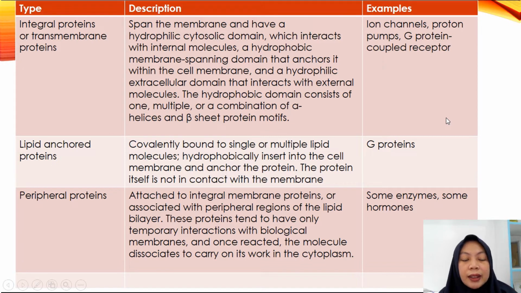Next is the peripheral proteins. These are attached to the integral membrane proteins, or associated with the peripheral regions of the lipid bilayer. These proteins tend to have only temporary interactions with the biological membrane, and once reacted, the molecule dissociates to carry on its work in the cytoplasm. Examples of peripheral proteins are some enzymes and some hormones.